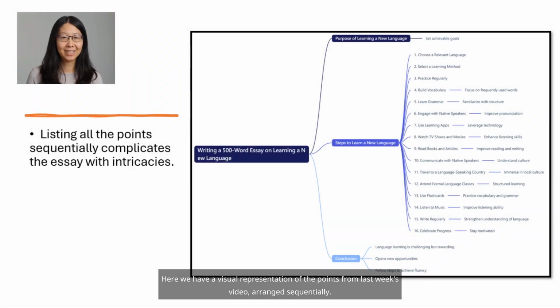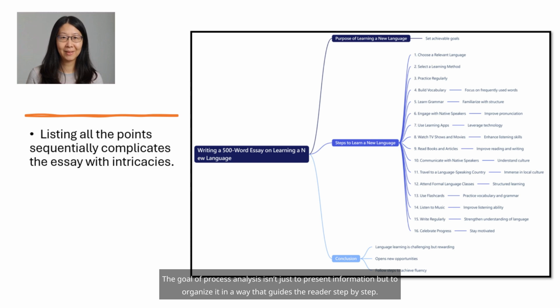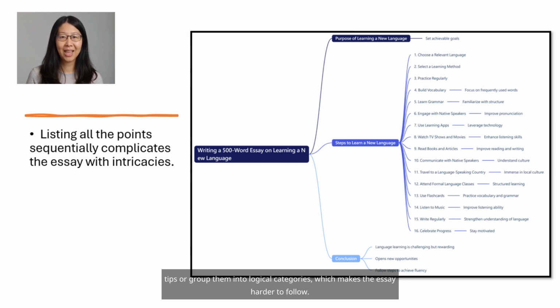Here we have a visual representation of the points from last week's video, arranged sequentially. While this format lists all 17 tips clearly, it presents a challenge when writing a process analysis essay. Why? Because listing all the points in this order makes the essay feel overly complex and lacks the clarity a reader needs to follow the steps effectively. The goal of process analysis isn't just to present information, but to organize it in a way that guides the reader step by step. This sequential approach doesn't highlight relationships between the tips or group them into logical categories, which makes the essay harder to follow.